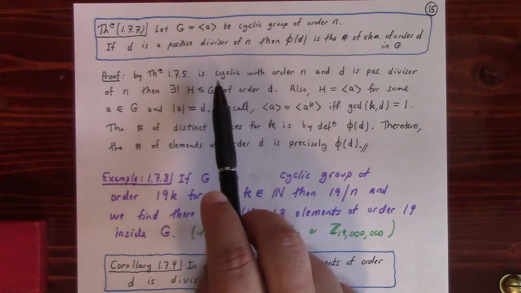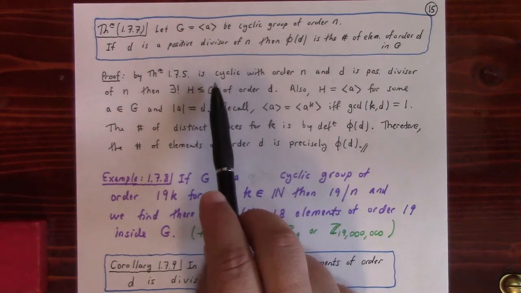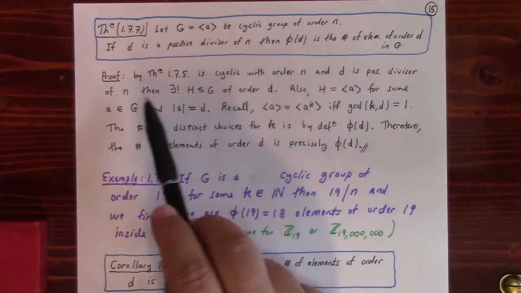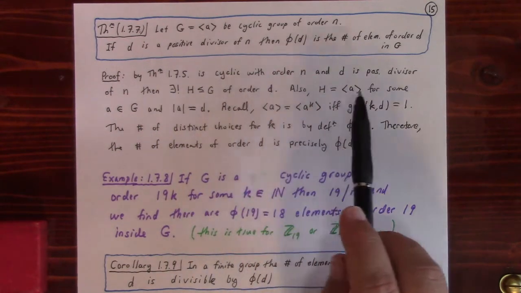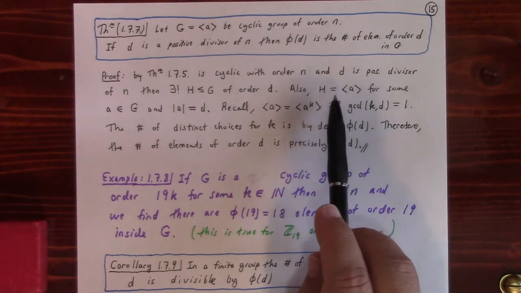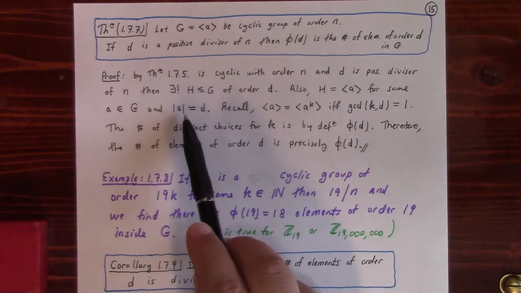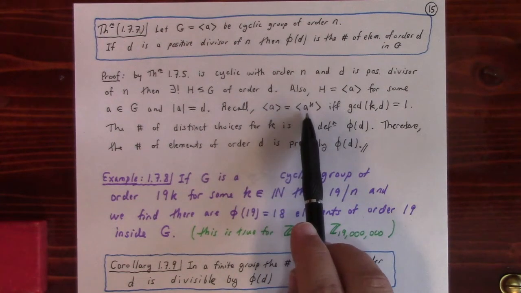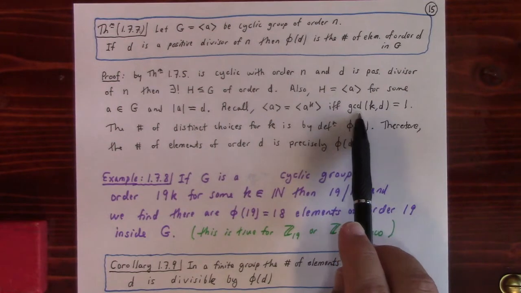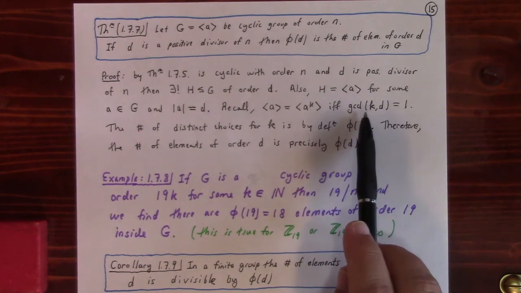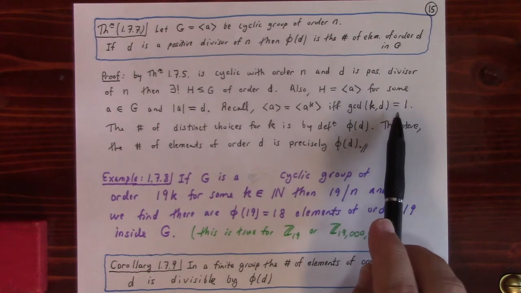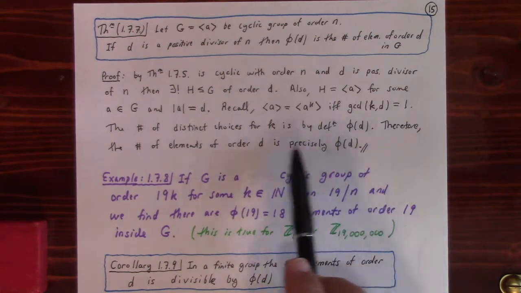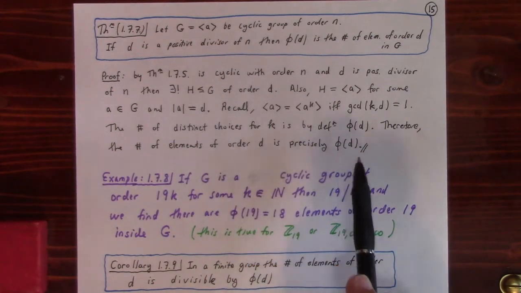This sentence isn't quite right. Suppose you have a group of order n, which is cyclic. Then by theorem 1.75, if d is a positive divisor of n, then there exists a unique subgroup H of order d, and H is generated by a for some a in G, and of course the order of a is d. But we also learned that the subgroup generated by a is equal to the subgroup generated by a to the k if and only if the greatest common divisor of k and the order of the group, which here is d, is equal to 1. So the number of distinct choices for k is exactly phi of d. Therefore, the number of elements of order d is precisely phi of d.